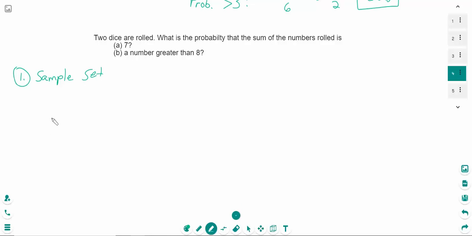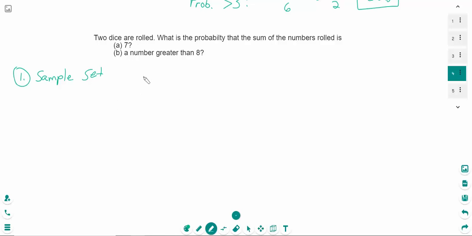Okay, so what's the sample set here? Well, this is kind of interesting because we have 2 dice that are being rolled, and we're trying to find the sum of things. So we've got lots of different things that could happen here. I could roll a 1 with the first dice and a 4 with the second dice. I could roll a 3 with the first dice and a 6 with the second dice. There's so many different options here. So we first need to list all of those options, okay?